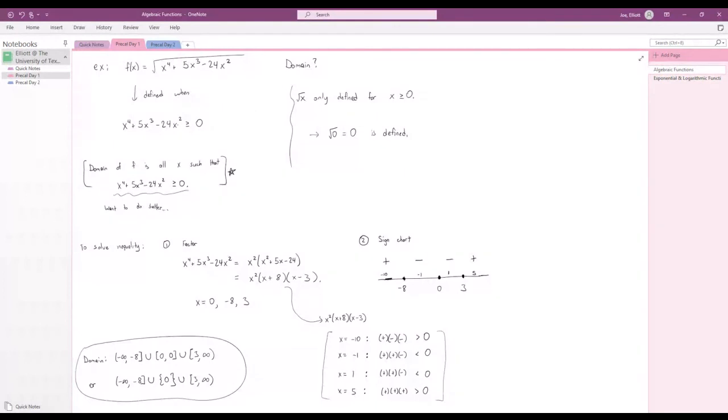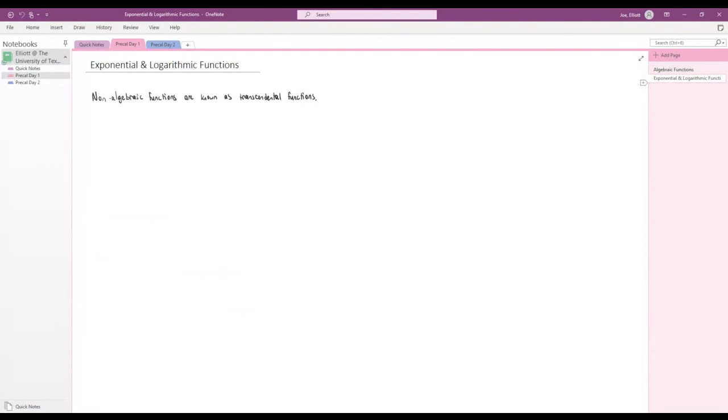I've got about 25-ish minutes left. So I want to talk a little bit about some non-algebraic functions as well. In particular, I wanted to spend a little bit of time talking about exponential and logarithmic functions.